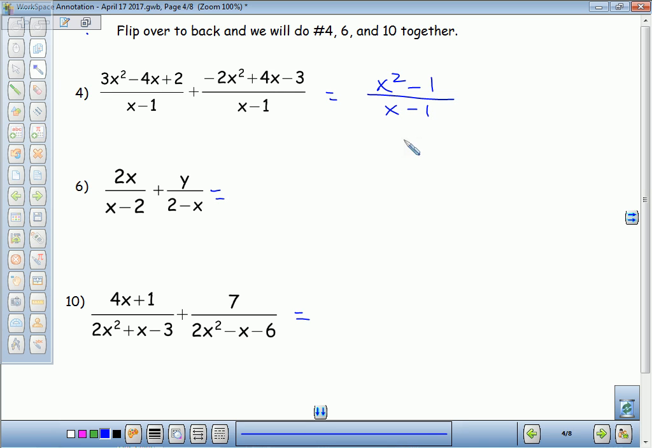Over x minus 1. Okay, now, this is what we always want to be aware of. When we have found that sum or difference, if the numerator or denominator could factor further and simplify further, we should. Now, what does this numerator factor to? x plus 1 and x minus 1. And now it's written as a product. So the answer is just x plus 1.